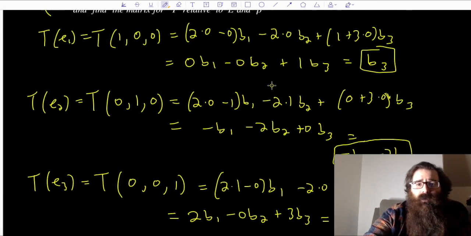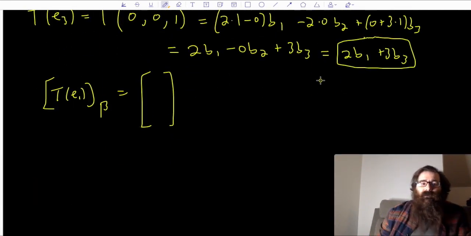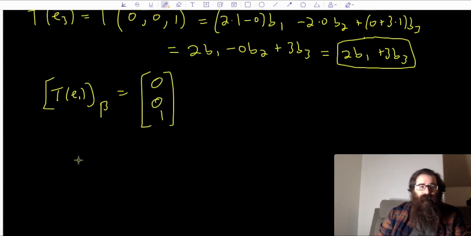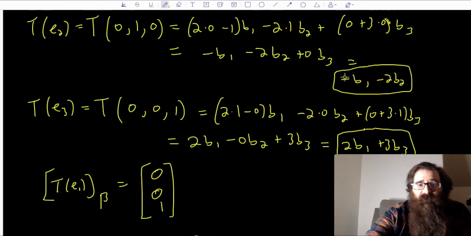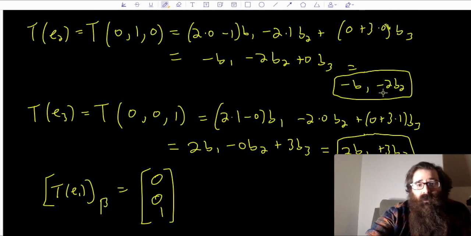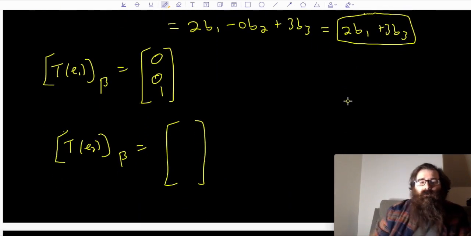But I can look here and say, well, what did I get for this first one? I got 1b3. In fact, if I look at my previous work, it's going to be even easier to see it. It was 0b1, 0b2, 1b3. So this is the vector 0, 0, 1. If I want to put my transformation applied on E2 in terms of basis beta, similar idea, it's going to give me a vector. What did that give me for result? It gave me negative b1 minus 2b2, and then it was really 0b3. So it's going to be negative 1, negative 2, and then 0.